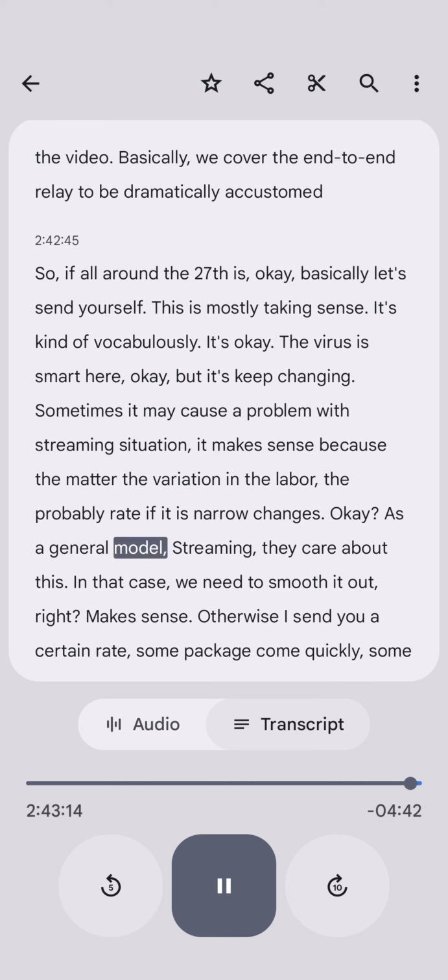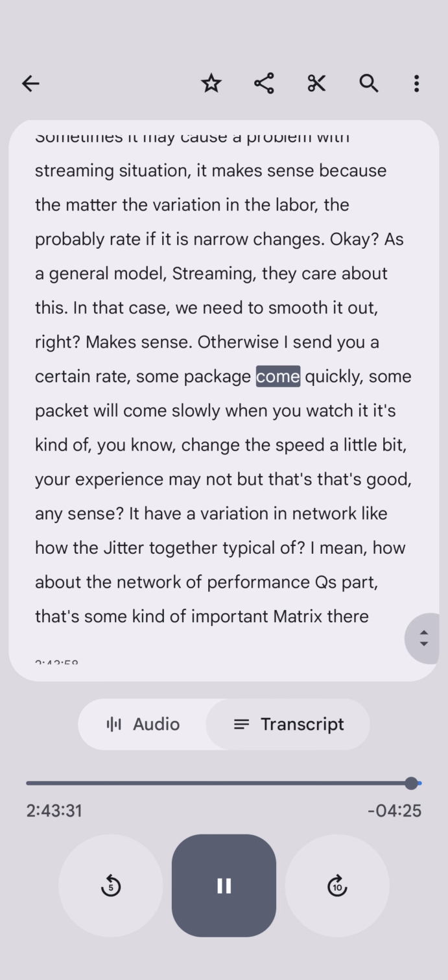That's the jitter part. This is another kind of network performance metric, specifically for streaming, we care about this. In that case, we need to smooth it out, right? Makes sense? Otherwise, when I send you at a certain rate, some packets come quickly, some packets come slowly. When you watch it, the speed seems to change. Your experience may not be that good. Makes sense? That's basically the variation in network delay called jitter.